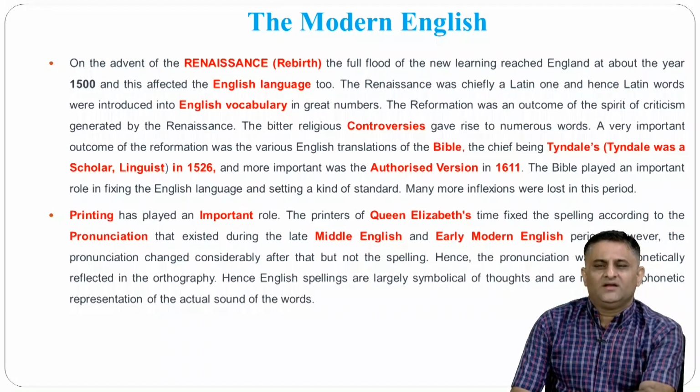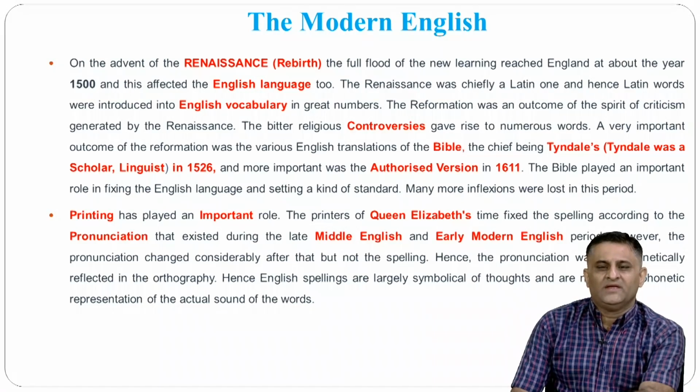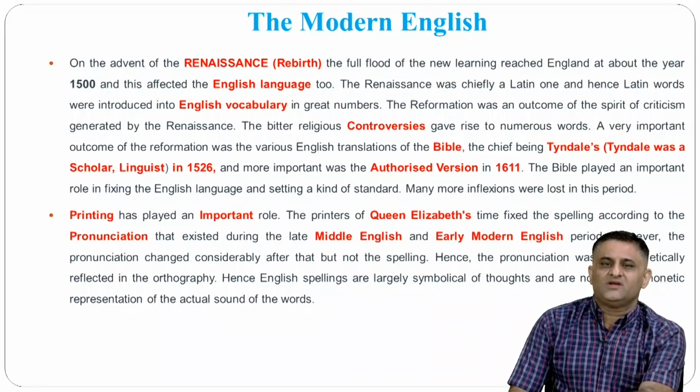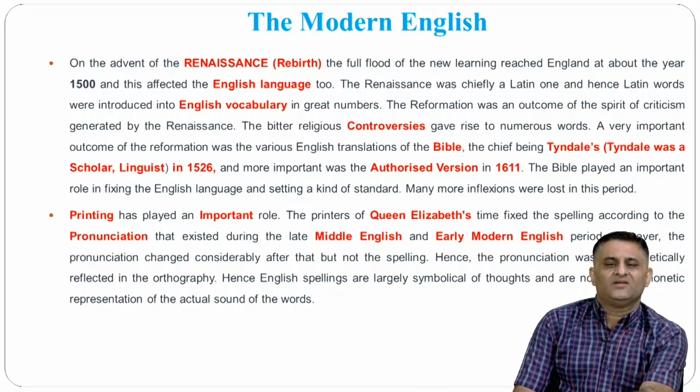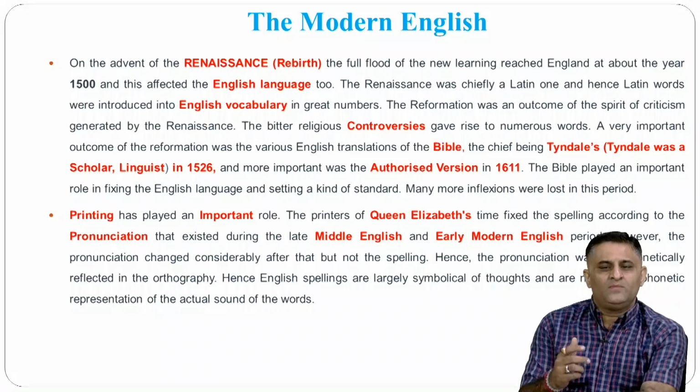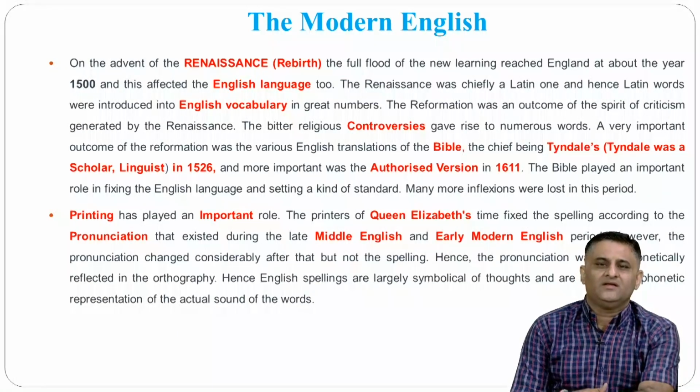Let's see. The Renaissance was chiefly a Latin one, and hence Latin words were introduced into the English vocabulary in great numbers. The Reformation was an outcome of the spirit of criticism generated by the Renaissance, and the bitter religious controversies gave rise to a number of words as well. Dear students, by having some new words, we are having some kind of controversial atmosphere. A very important outcome of the Reformation was various English translations of the Bible, the chief being Tyndale, a scholar and linguist, in 1526, and more important was the Authorized Version in 1611.